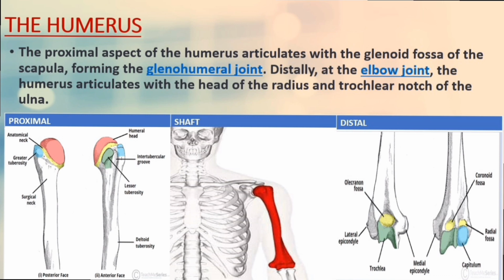The lesser tuberosity is much smaller, and more medially located on the bone. It only has an anterior surface. It provides attachment for the last rotator cuff muscle, the subscapularis. Separating the two tuberosities is a deep groove, known as the intertubercular sulcus.